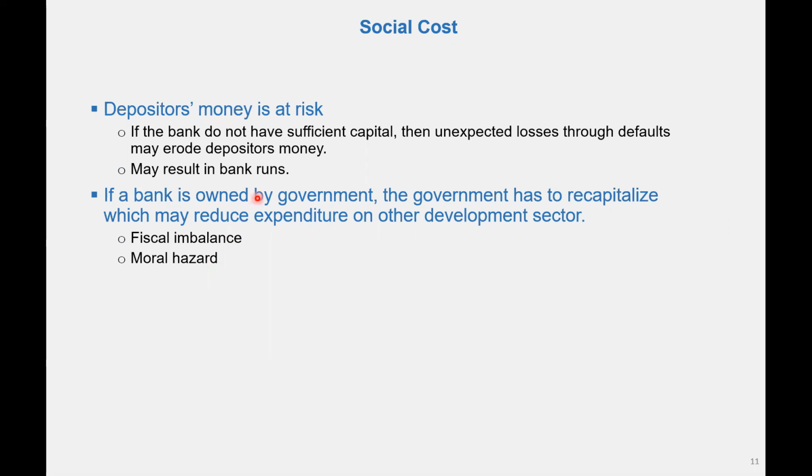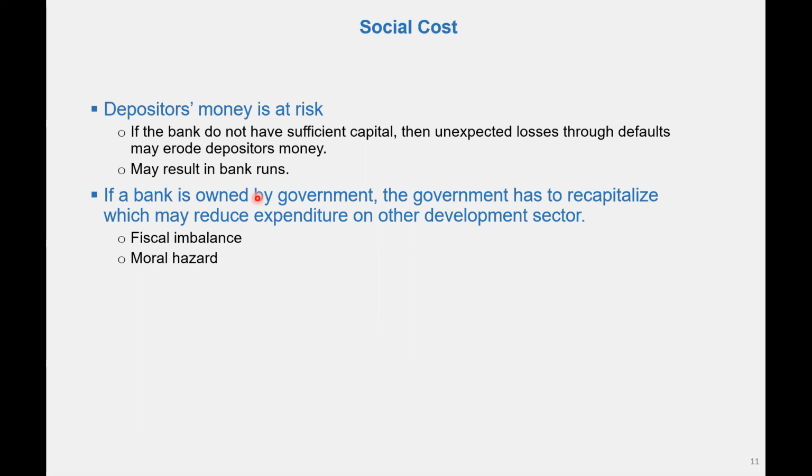Social cost will affect the depositors' money. Since it is depositors' money, that is savings. So what is saving? Saving is nothing but a planned expenditure for the household in the future. The future expenditure will go down. That means it will reduce the welfare of the households. Therefore, that will have a social cost.